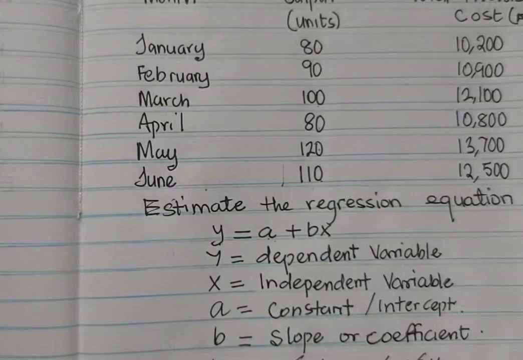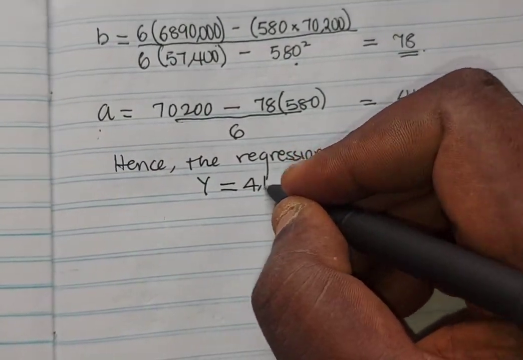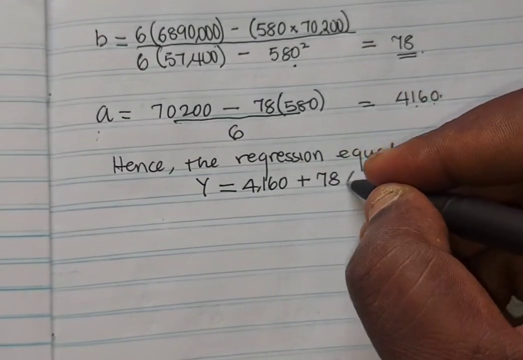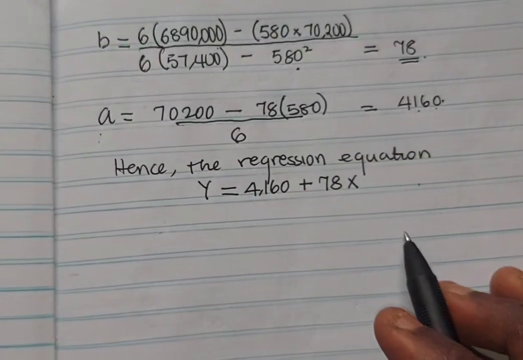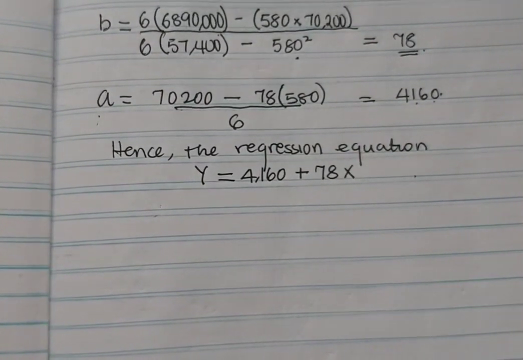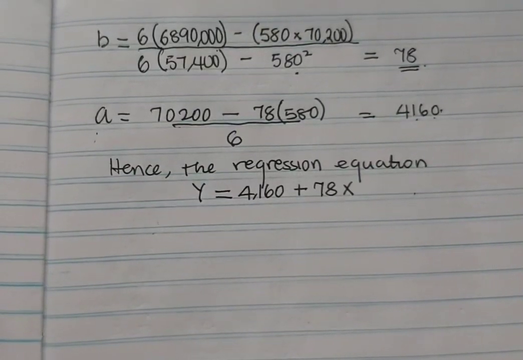All right, A is giving us 4,160 plus B. B is 78X. So that is the regression equation, where A is the regression constant.